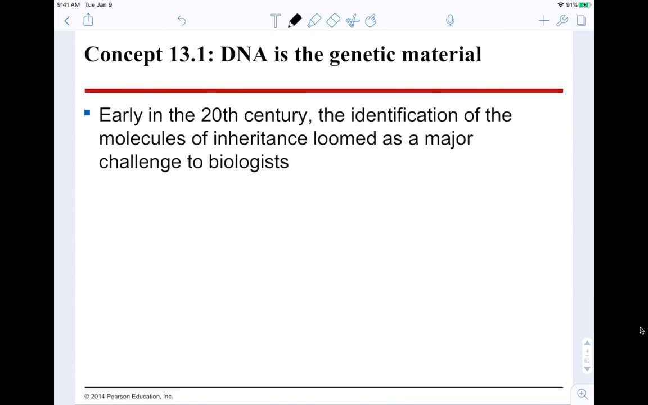Okay, so DNA is the genetic material. We know this. In the early 20th century, the identification of the molecules of inheritance loomed as a major challenge to biologists. They weren't sure if it was protein or nucleic acid that was actually carrying the genetic code. There was a huge debate whether it was in an amino acid code that makes up a protein or in a nucleic acid code that makes up our RNA and our DNA molecules.